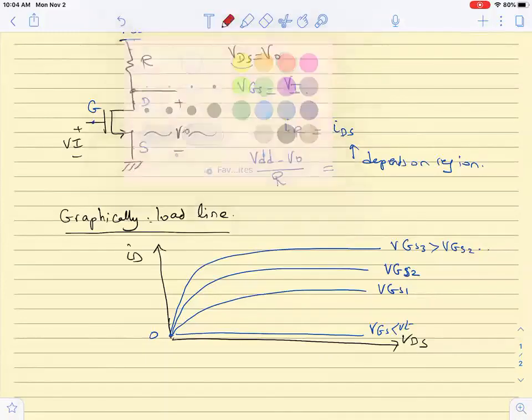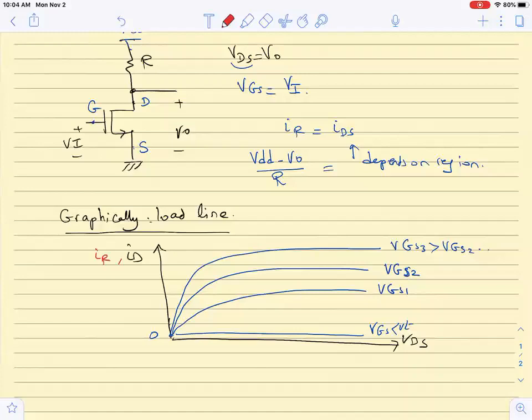Now if we want to look at the resistor, IR versus VDS, we know that IR is equal to (VDD minus VDS) over R. To determine the load line, I need to determine two intersection points, one with the x-axis and one with the y-axis. So these two points are: when VDS is equal to 0, IR is equal to VDD over R, and it is this point here.